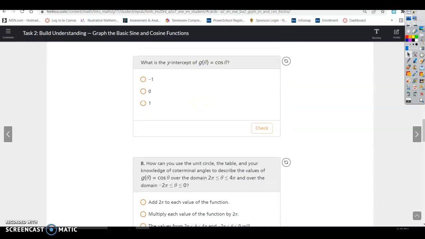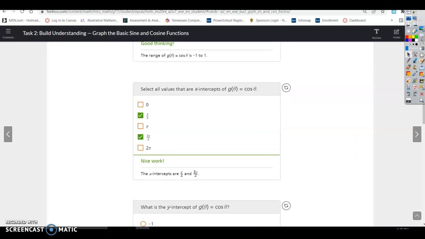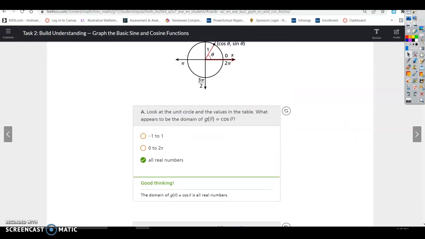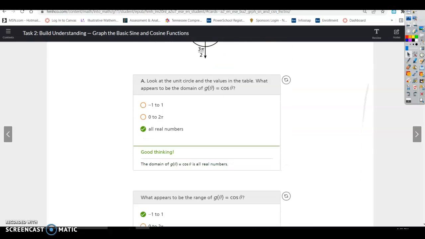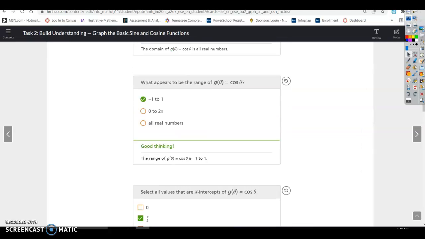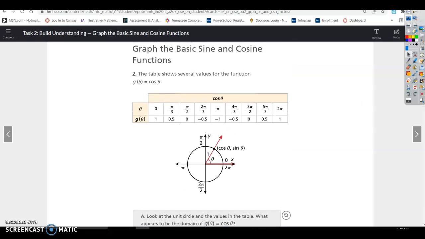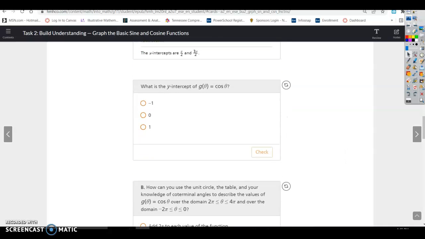All right, so it says what is the y-intercept of g of theta for cosine? All right, so it's still going to be 0. Actually, no, sorry. The y-intercept, it intercepts at 1.